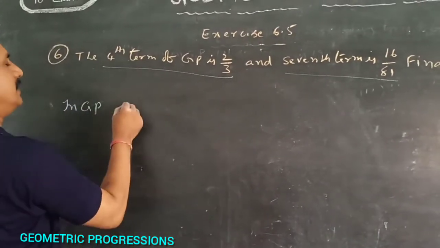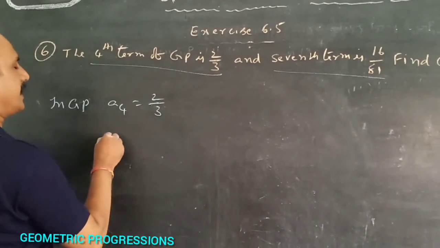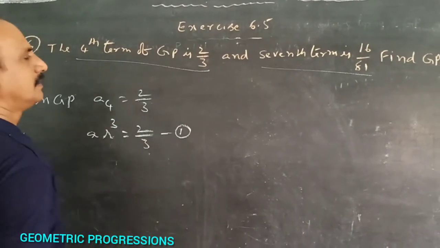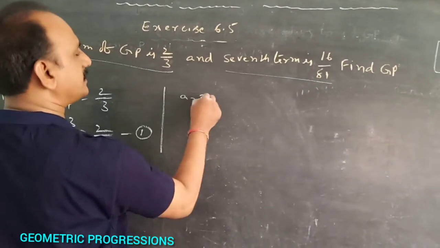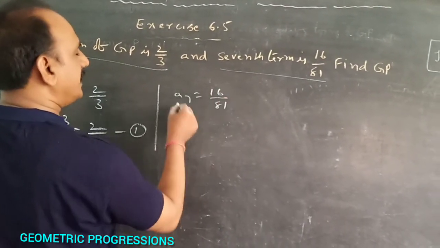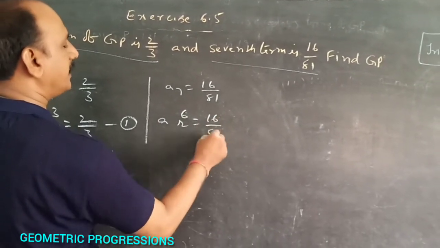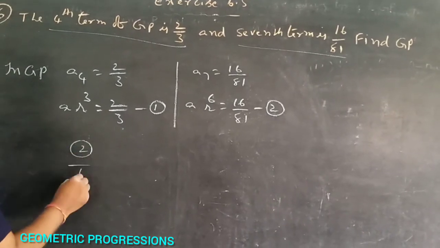The fourth term, A4, is equal to 2 by 3. How to write it? AR cube is equal to 2 by 3. That is the first equation. And the seventh term is 16 by 81. A7 is equal to 16 by 81. A7 is A into R to the power of 6, equal to 16 by 81. That is the second equation. Second equation by first equation.